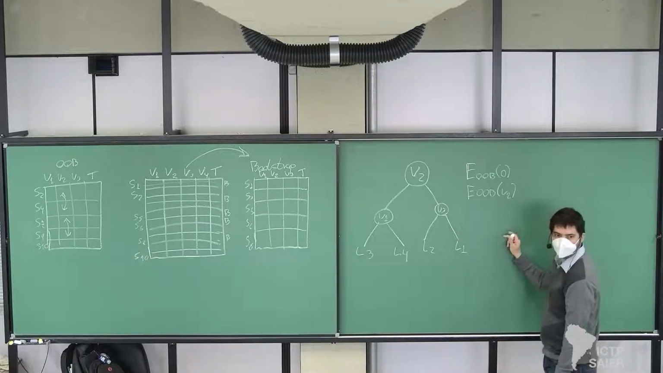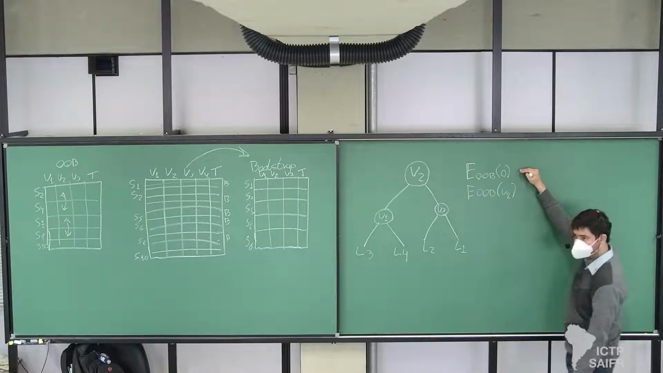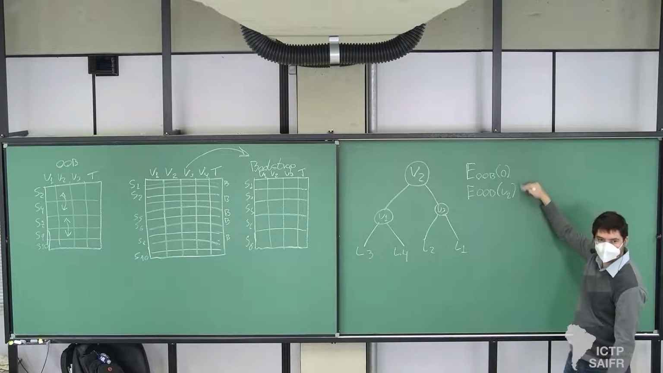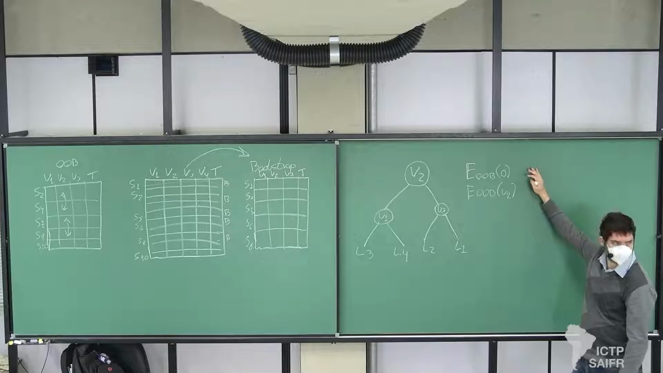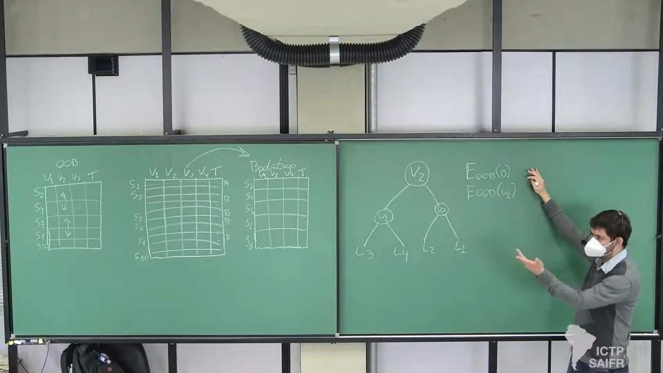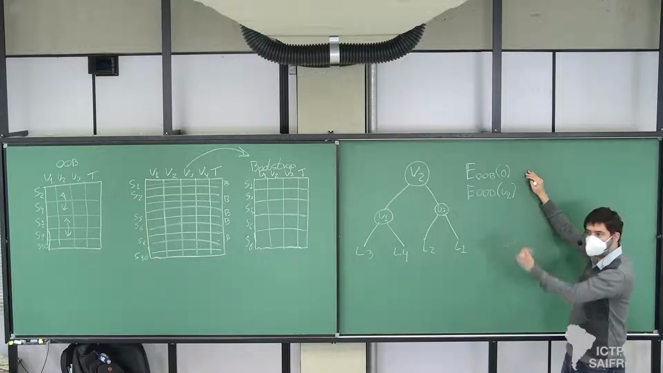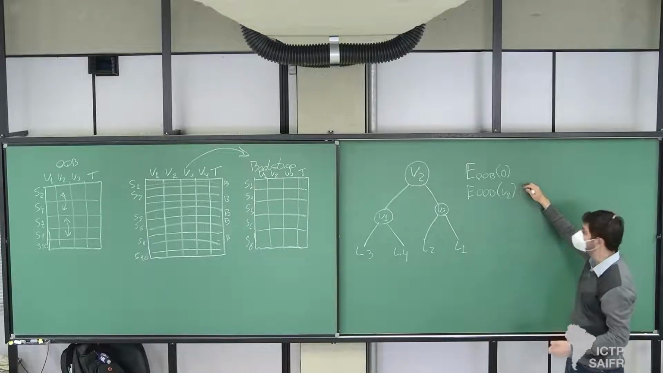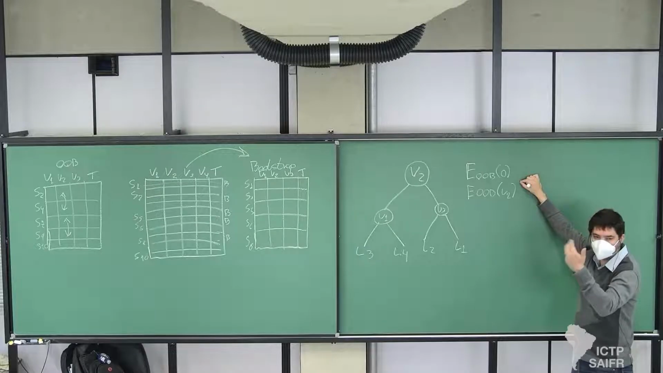Then I'm going to see the difference between this error and this one. If the difference is big, that means that variable 2 is important for the tree, because I'm mixing the values and it is having a big impact in the performance of the tree. So if this difference is big, the variable is important. If the difference is very small, then that means that variable is not that important.